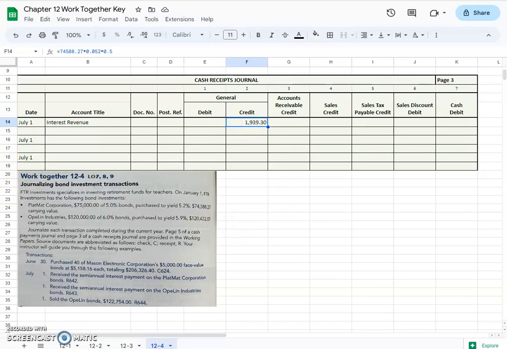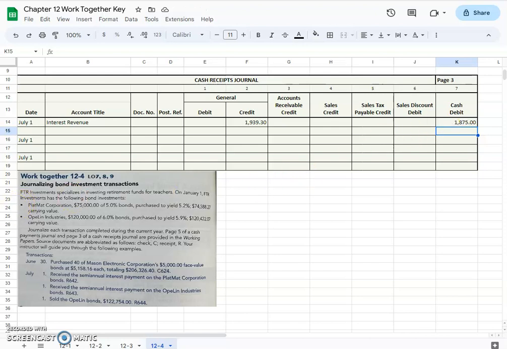So the cash debit is not the same amount. To find the cash debit for your interest payment, it's going to be the face value. This time we'll start with the $75,000, and take that times our stated interest rate. This was just the 5%, right? That was what it stated to be. So 0.05 times the portion of year, 0.5, or half a year, and that gets you $1,875 on your interest payment.